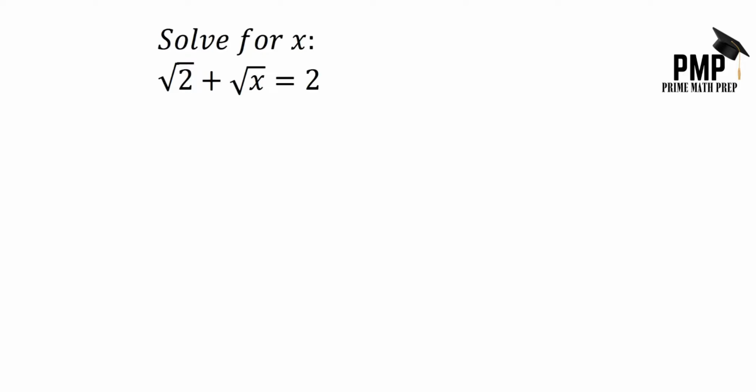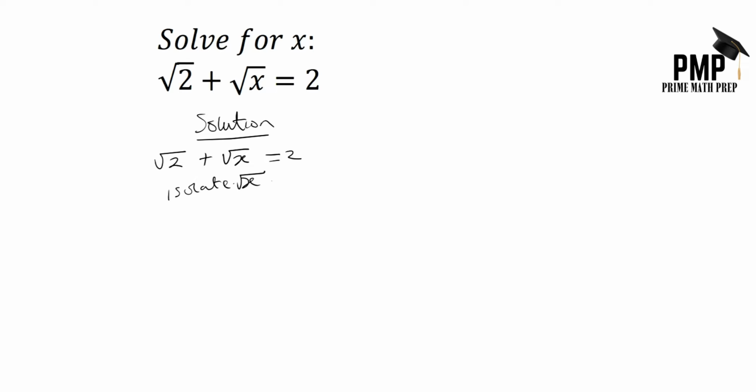Look at this solution. So pay attention to this solution. For clarity's sake, let us rewrite this. Root 2 plus root x equal to 2. We'll isolate the x that has a radical.